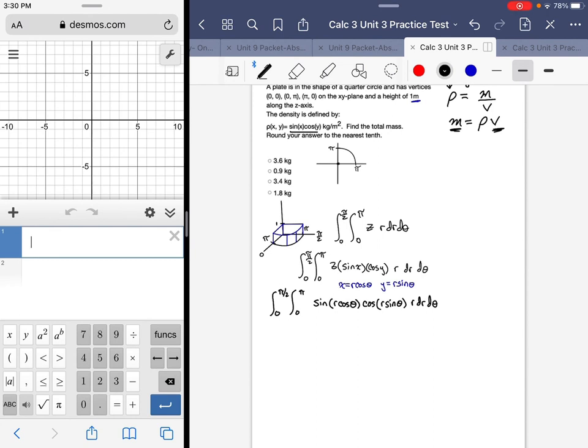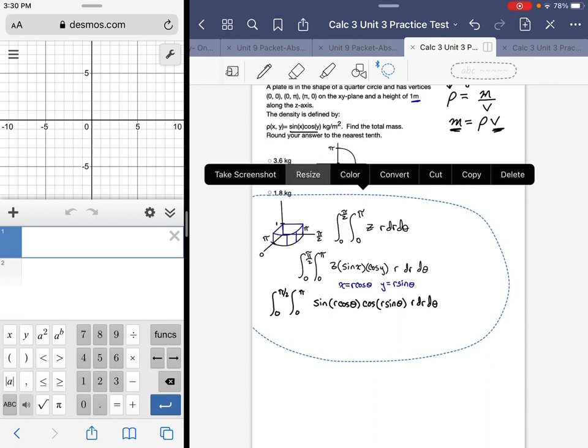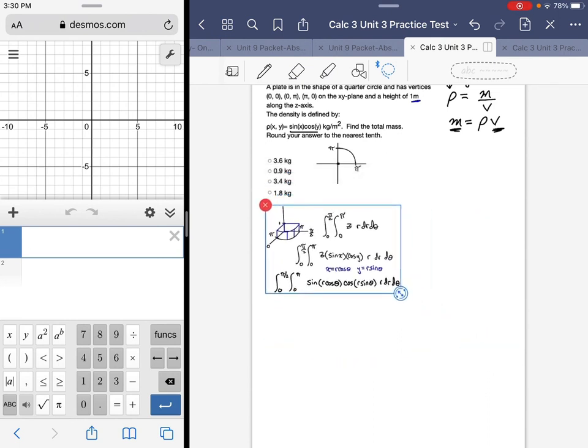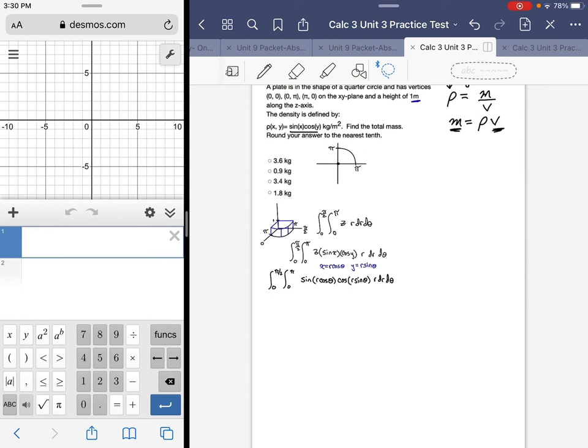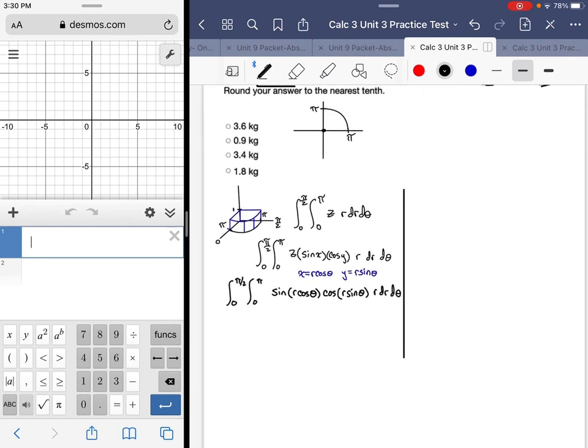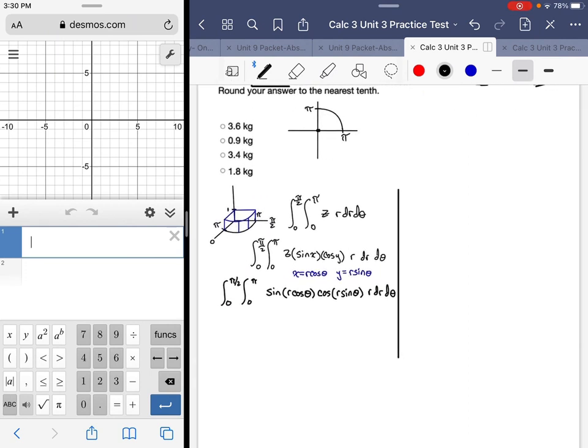Technology-wise, to integrate this, it's going to be pretty beefy. So let's go after it a different way. If the question just asked us to write the integral or sum of integrals that could be used to find the volume, or in this case the mass, then this would be fine. But we need to get an answer here. So let's do it in rectangular coordinates.